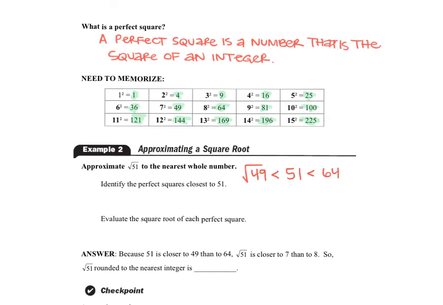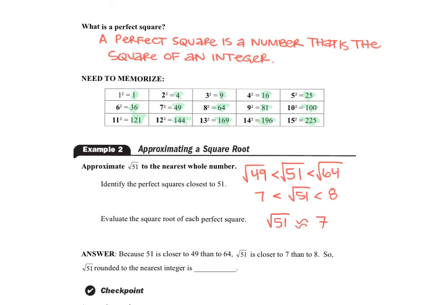Now I'm going to take the square root of all of those. Well, the square root of 49 is 7. The square root of 64 is 8. So we know that the square root of 51 would be somewhere between 7 and 8. Well, because 51 is closer to 49 than it is to 64, we would say that our final answer is that the square root of 51 is approximately 7.